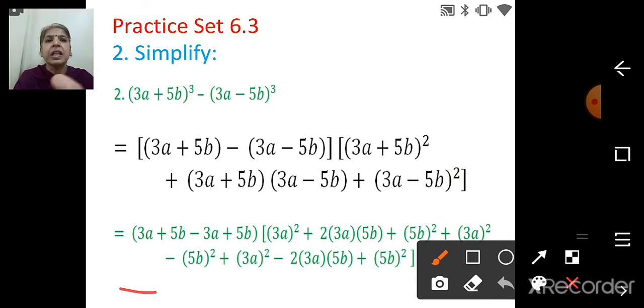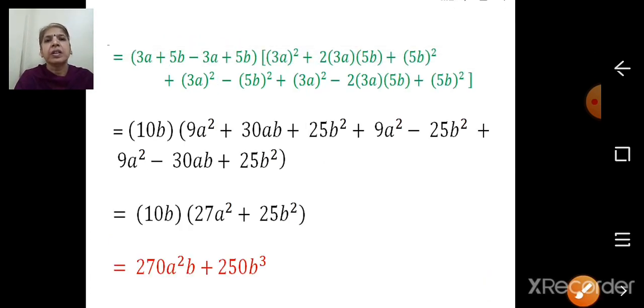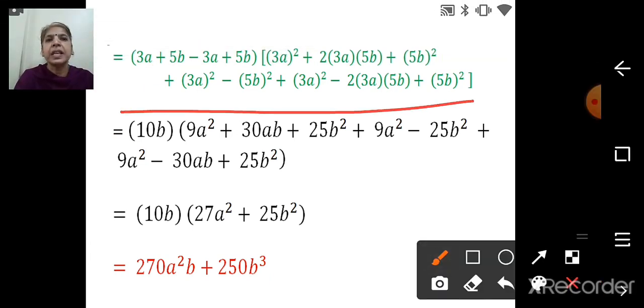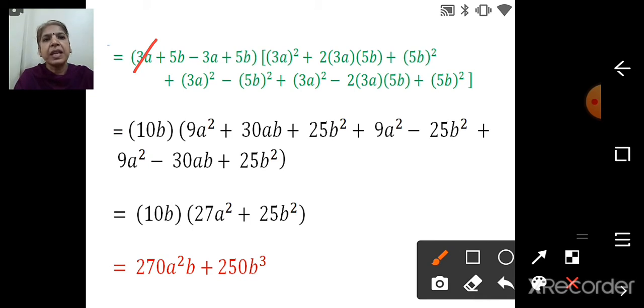And now children, same step I have continued in the next slide so that it will be easy for us to understand and calculate. So I have written same step in the green color. So this is our first step, repeated step, right? Now we are going to simplify children here. 3a plus 5b minus 3a. So 3a minus 3a will become 0. And what is remaining is 5b plus 5b. So that is 10b. So first bracket is simplified.